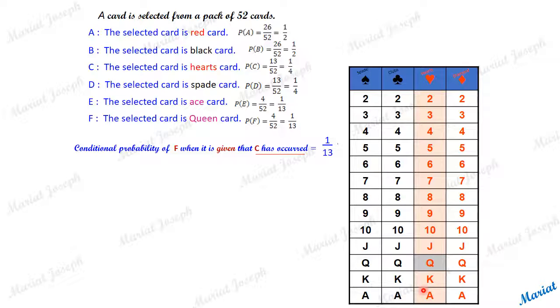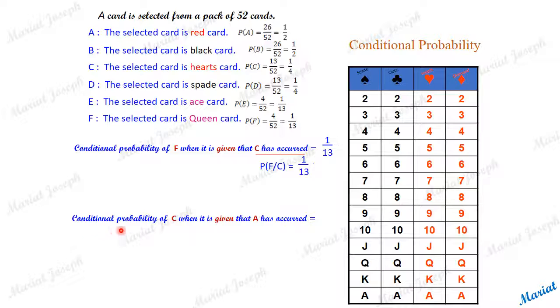1 by 13. Now, this is called conditional probability of F given C, written like this. And this is read as conditional probability of F given C. This is the introduction of conditional probability. Let's have another example.